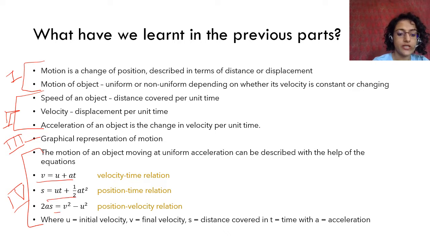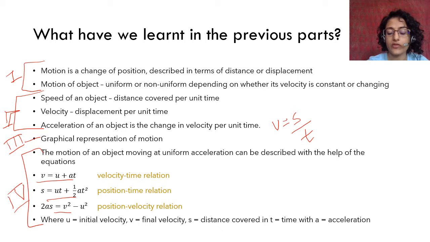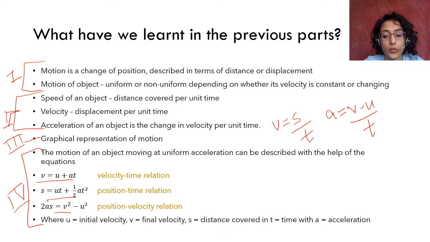We are going to be using these equations for all of our numericals here. You also have to remember that v is equal to s by t, which is the basic thing. Also we have to remember that a is equal to (v minus u) by t. These are the basic formulae that you have to remember from this chapter, and we are going to be using all of these in our numericals. Okay, so let's get to it.